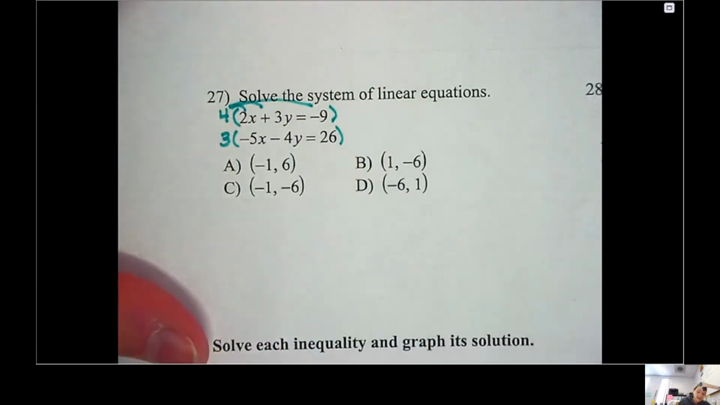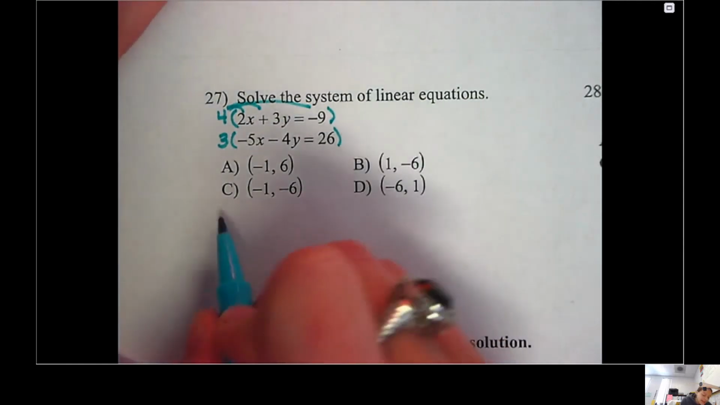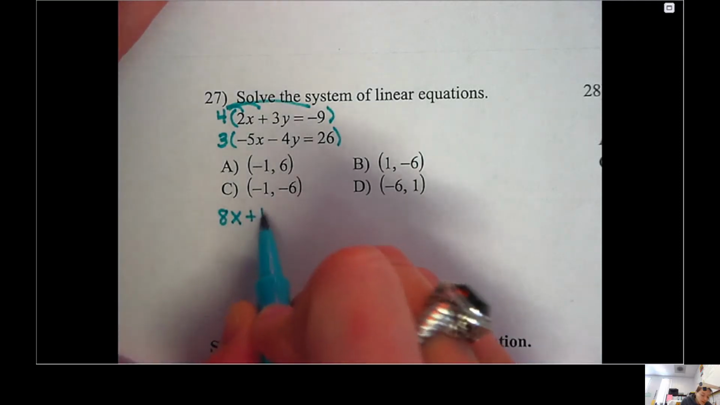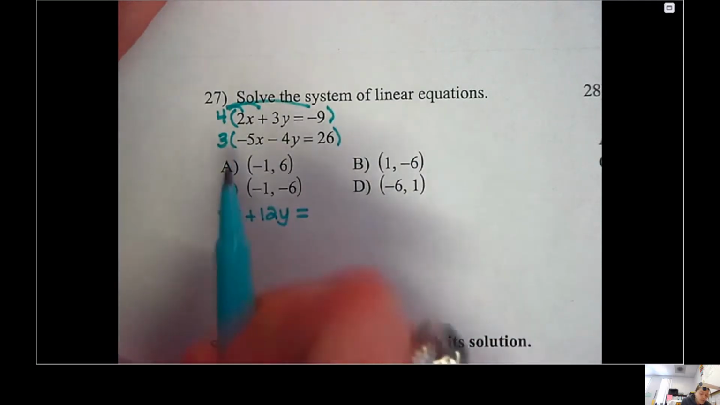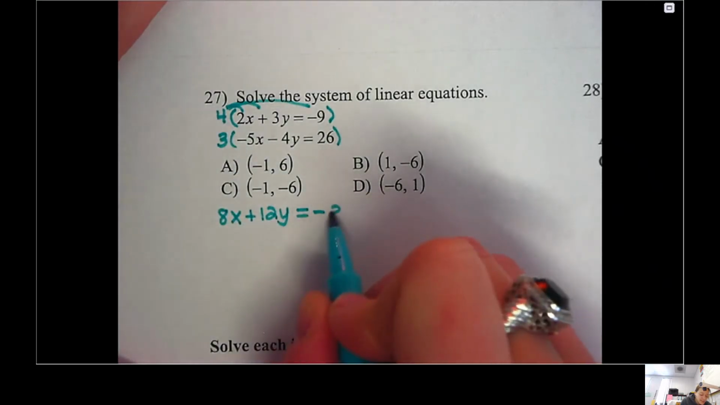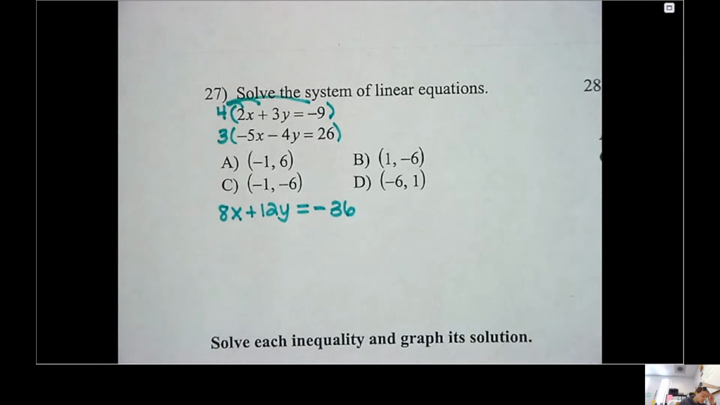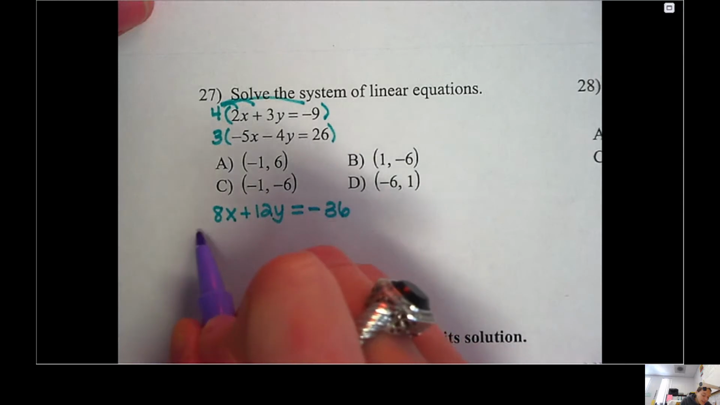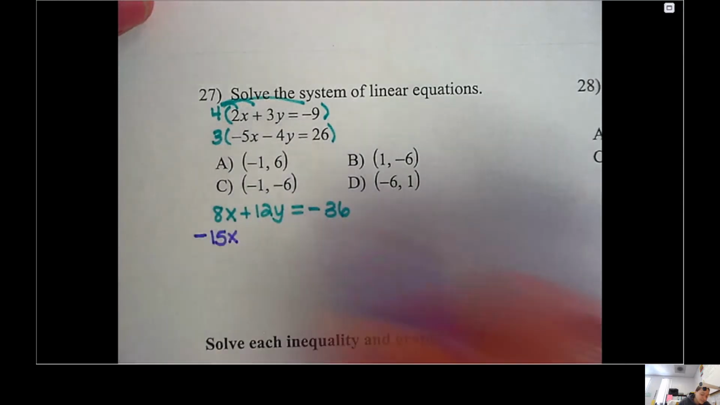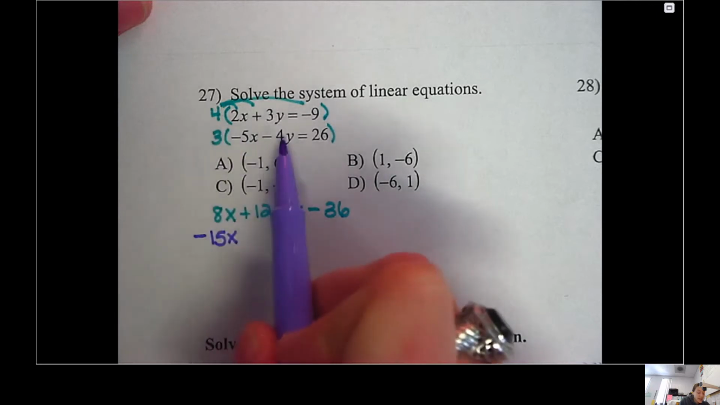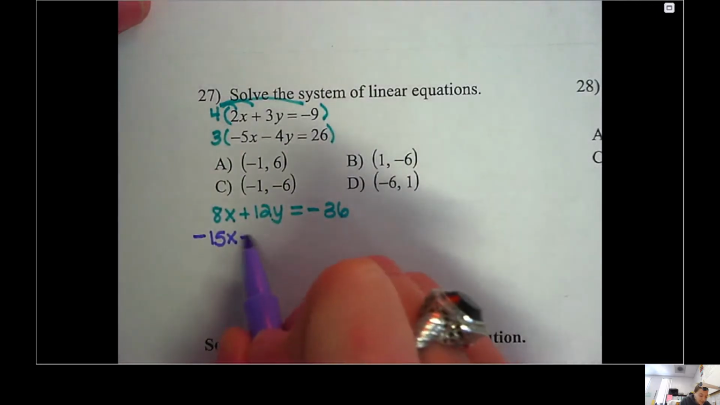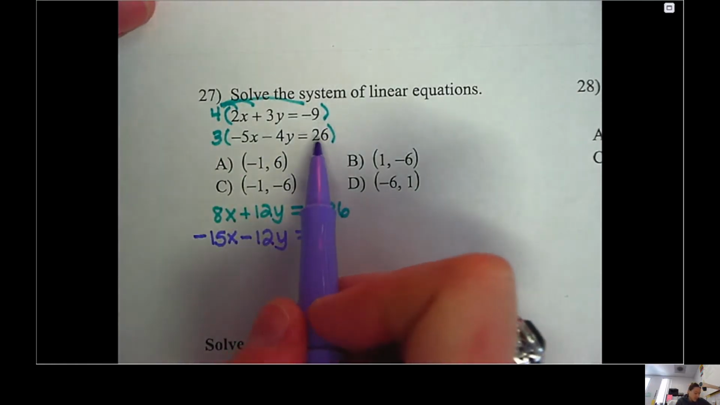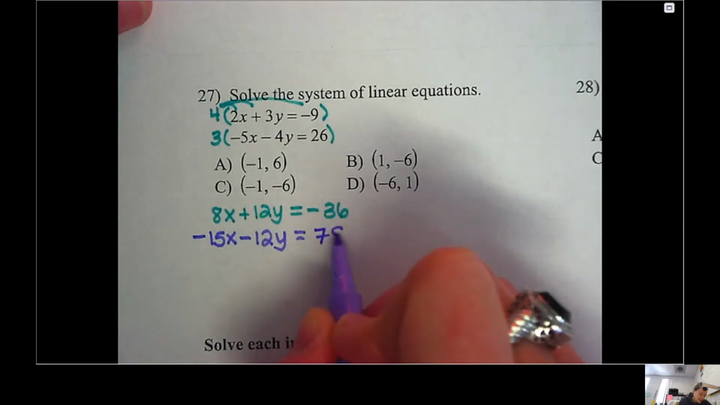So 4 times 2x gives me 8x. 4 times positive 3y gives me a positive 12y. Equals 4 times negative 9 gives me a negative 36. Okay, now I'm going to do the same thing for the second equation. 3 times negative 5 gives me negative 15x. 3 times negative 4 gives me negative 12y. And 3 times 26 gives me 78.